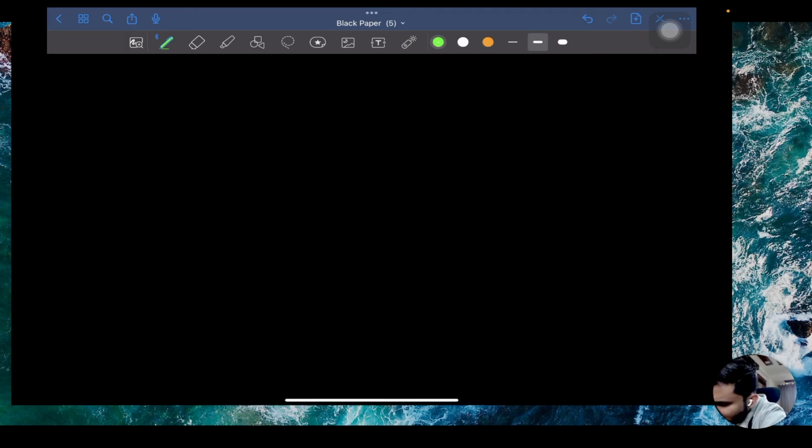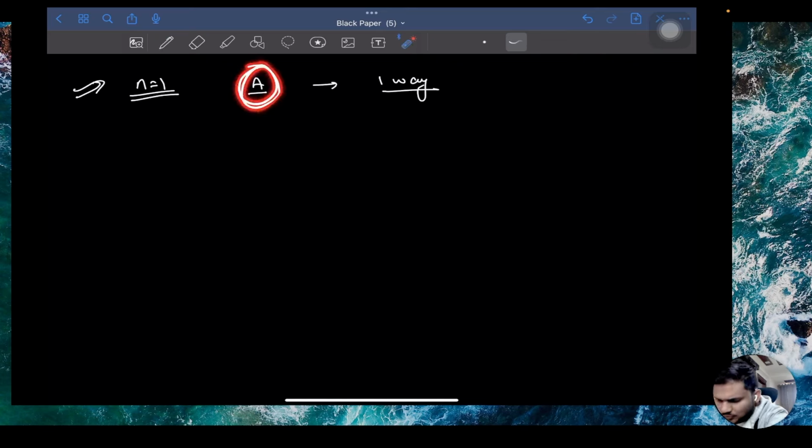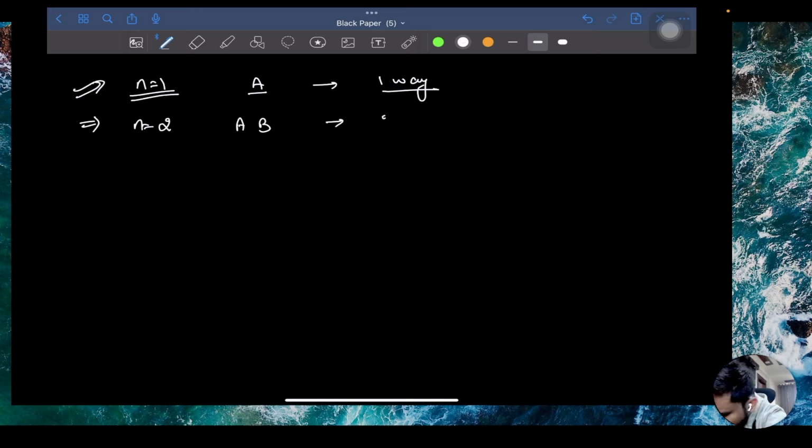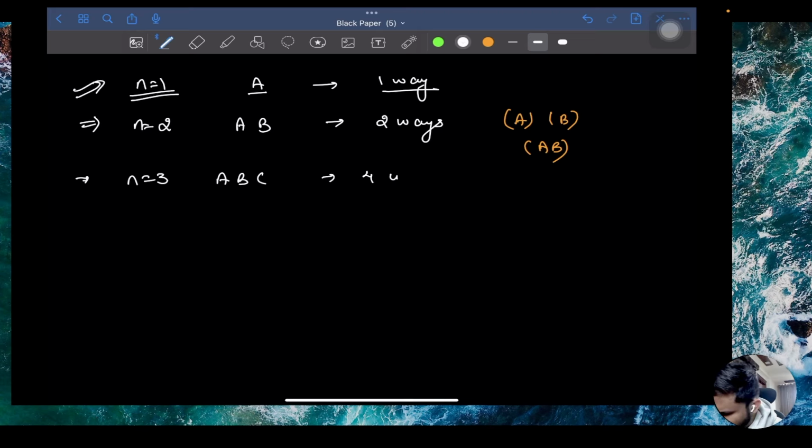So let's see. First of all, let's consider the basic cases. Let's say n equals 1, that is, there is only one friend. So there is only one way: this friend has to go alone. This is fairly simple. n equals 2: if there are two friends, then there are two ways. What are the two ways? A separate, B separate, and AB together. These are the two ways. For n equals 3, we have already been given that if A, B, C, 3 friends are there, there are a total of 4 ways.